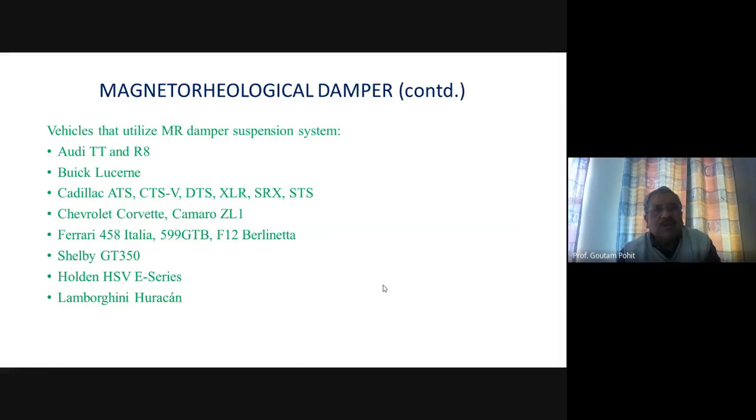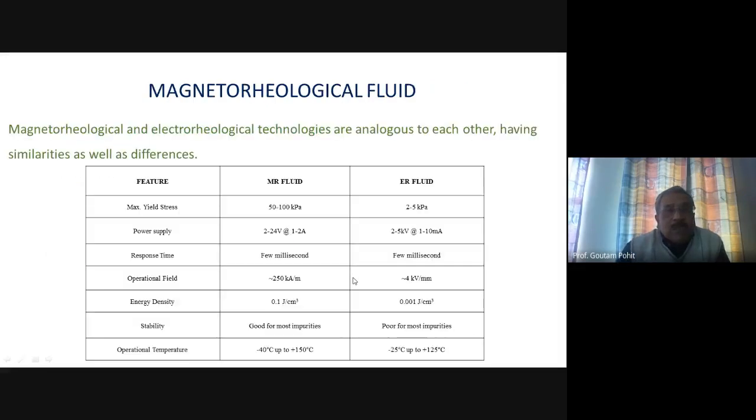These are some of the vehicles which use MR dampers. Lamborghini also uses this one. Ferrari and Chevrolet, those two are racing car types. And then Audi also uses this. And these are the properties of a comparison chart given for MR fluid and electrorheological fluid. Some of the properties. Any question?